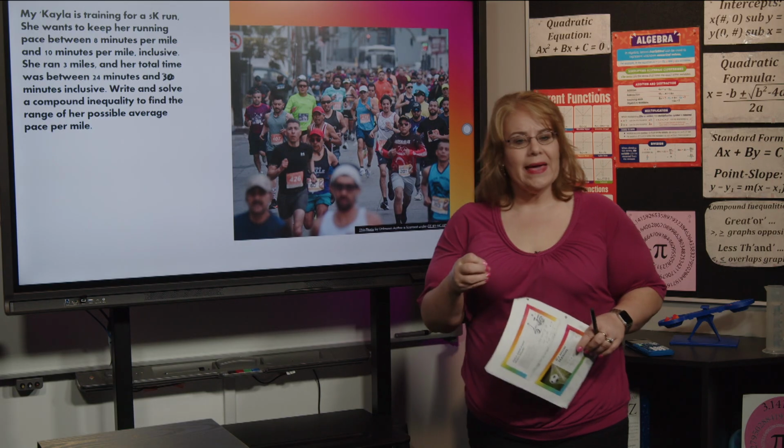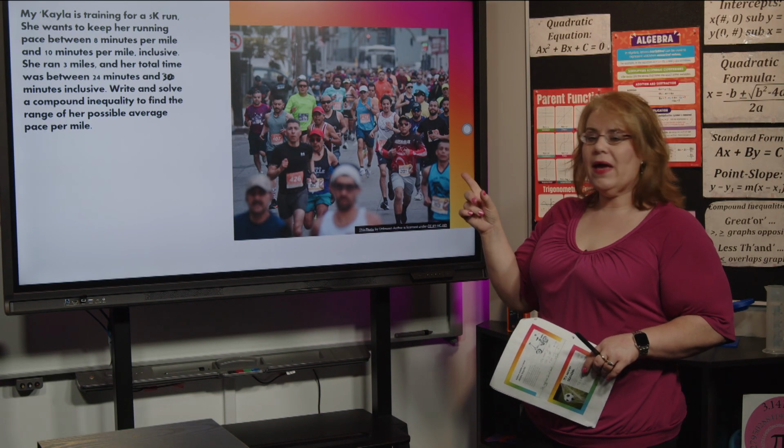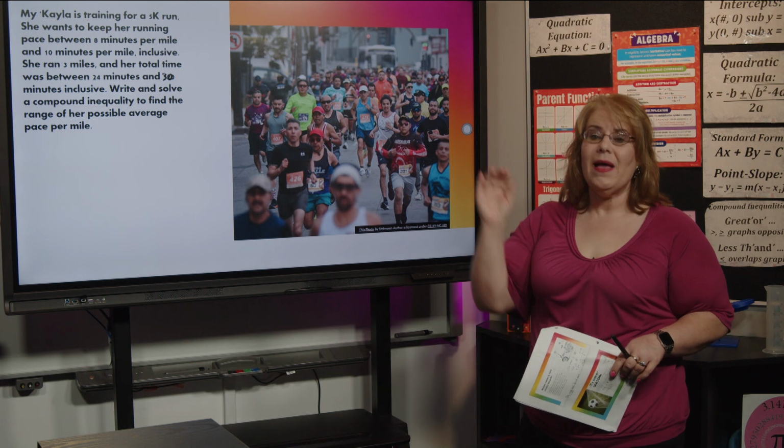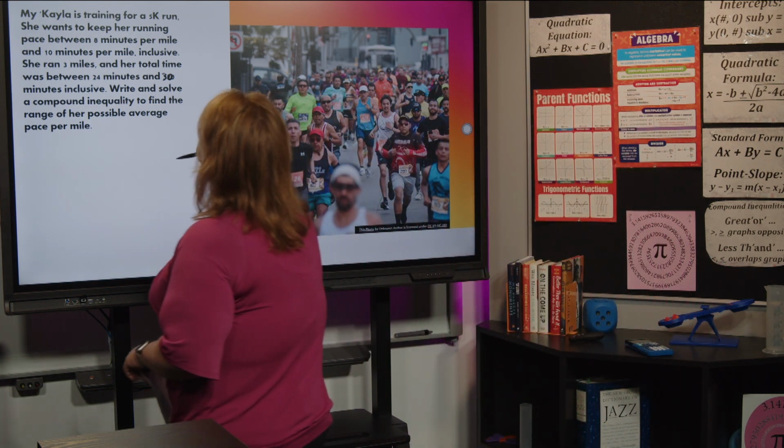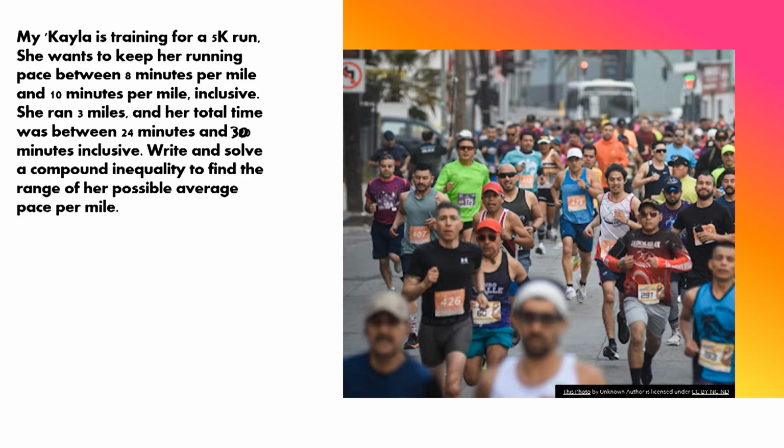All right, so let's see what Michaela did with her running. So I'm going to go ahead and annotate my problem and then work my inequality. So here we go. All right, so it says that she's going on her 5K run. She wants to keep her pace between 8 minutes per mile and 10 minutes per mile inclusive, which we learned what that meant. She ran 3 miles and her total time was between 24 minutes and 30 minutes inclusive.